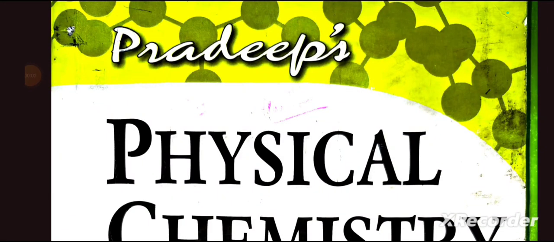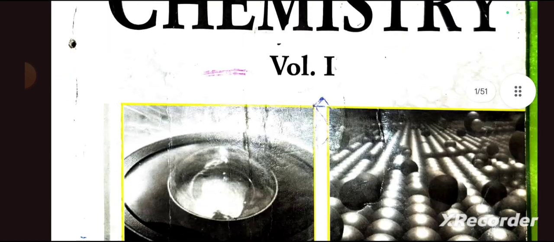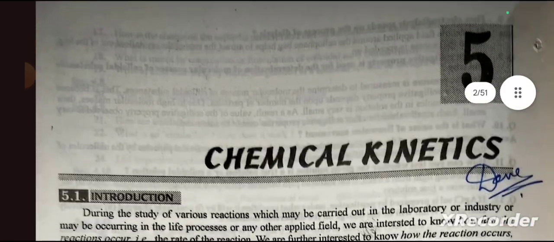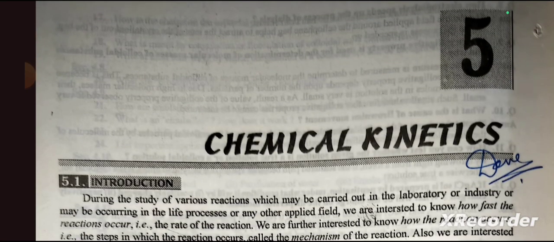Today I am going to make an audio recording for visually impaired students of the physical chemistry book of Dr. S.C. Kuetpal and Pardeep. The chapter name is Chemical Kinetics.